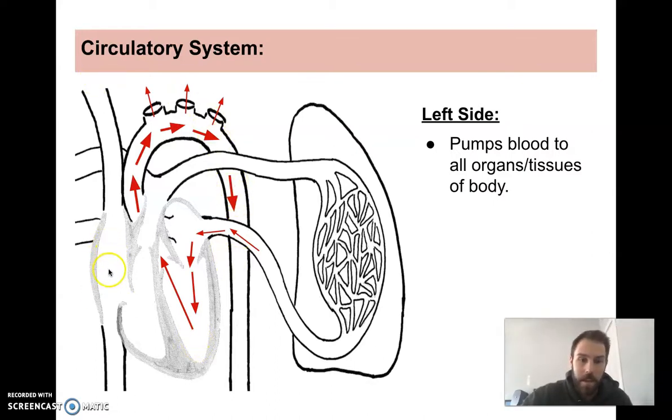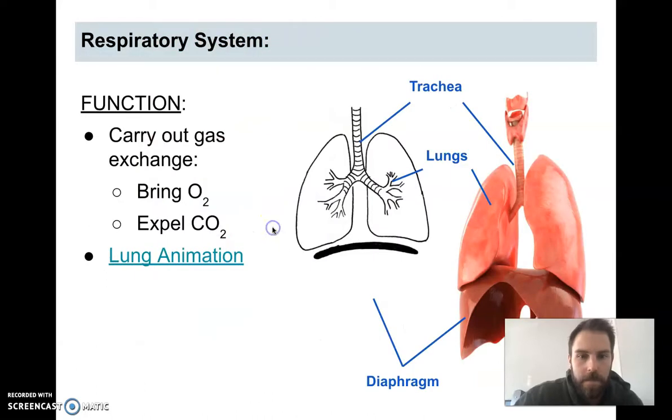It does the same thing here. So that lub is blood from here to here. And then the dub is blood out of the heart. So lub dub, lub dub, lub dub. All right, so that's the circulatory system.